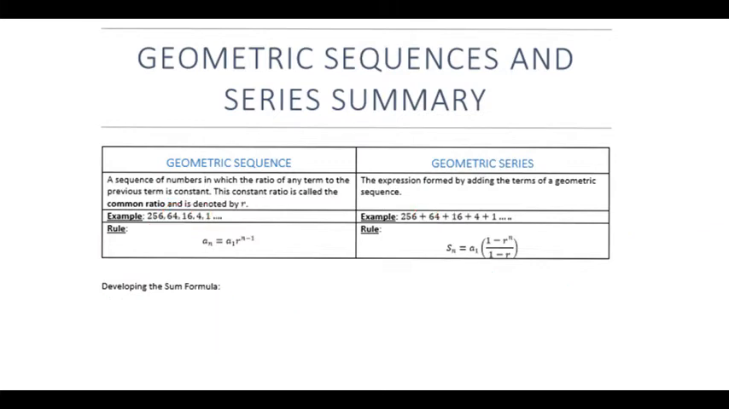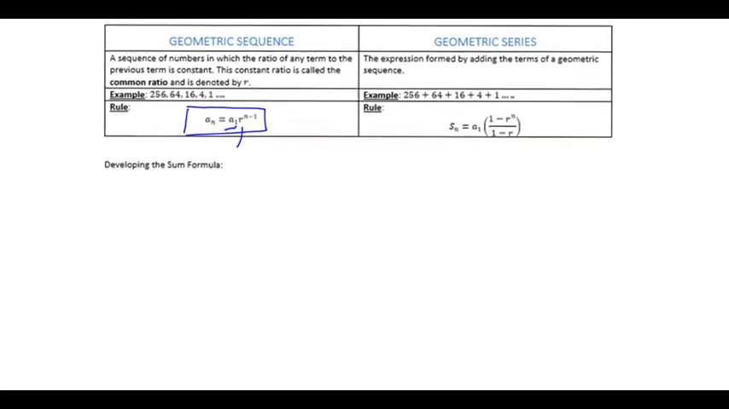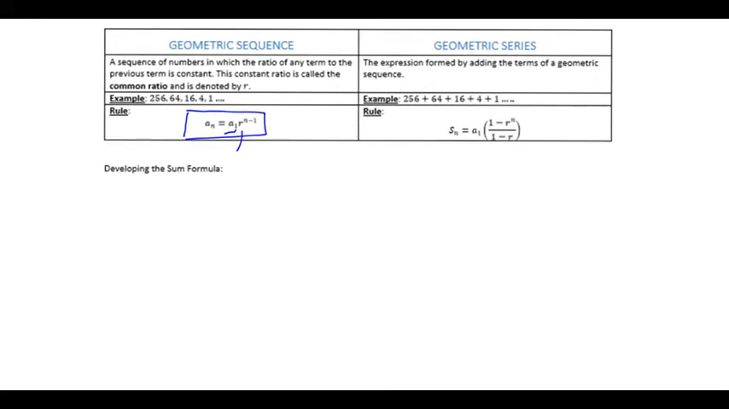Okay, so there's two rules. The rule for a geometric sequence you have probably seen before. That states that the nth term, a sub n, is equal to the first term, a sub 1, times the common ratio raised to the power of one less than the term that you're looking for. The next rule is for a geometric series, which I'm going to take some time below to develop for you, because that's a rule that maybe doesn't make so much sense. So we're going to develop it algebraically. It's a little bit advanced, but I believe that you can do it.